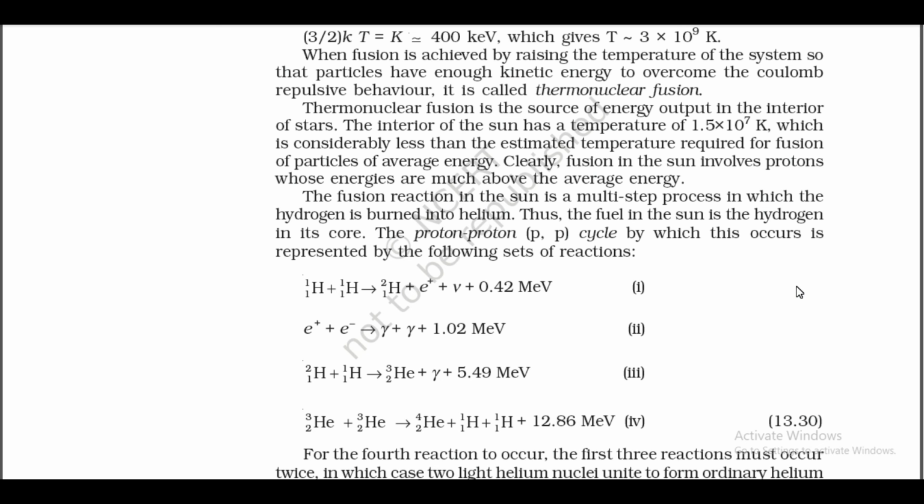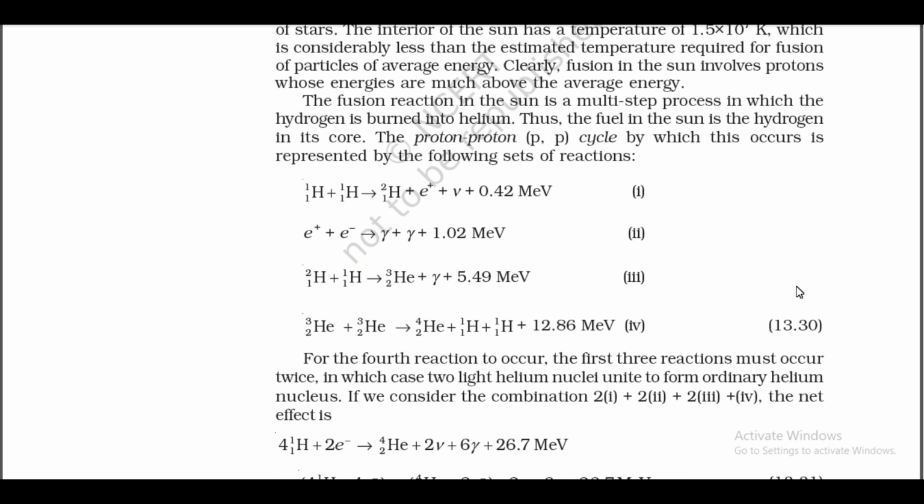The interior of the Sun has a temperature of 1.5 × 10^7 Kelvin, which is considerably less than the estimated temperature required for fusion of particles of average energy. Clearly, fusion in the Sun involves protons whose energies are much above the average energy. The fusion reaction in the Sun is a multi-step process in which the hydrogen is burned into helium. Thus, the fuel in the Sun is the hydrogen in its core.